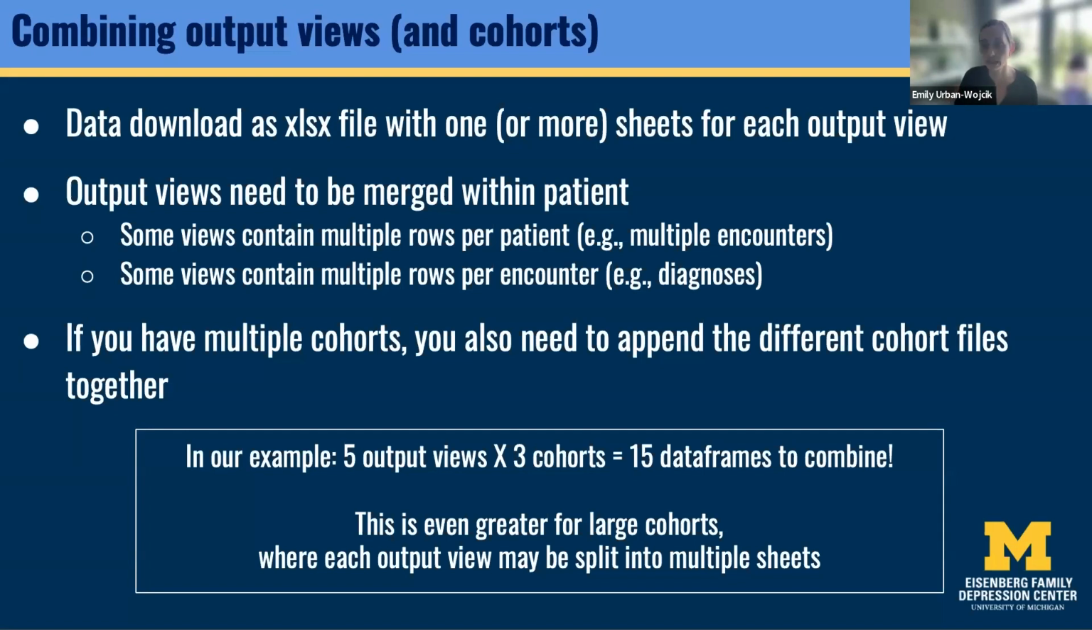And this can be tricky as some output views contain multiple rows per patient, so they might have multiple encounters, and other views might contain multiple rows per patient and encounter, so they might have multiple diagnoses per encounter. If you have multiple cohorts, you also need to append the different cohort files together. So in our example, we had 5 output views and 3 cohorts, and that results in 15 data frames to combine. This can get a little tricky, especially if you have large data files and the sheets are actually split, so you might have 3 diagnoses sheets rather than just 1.